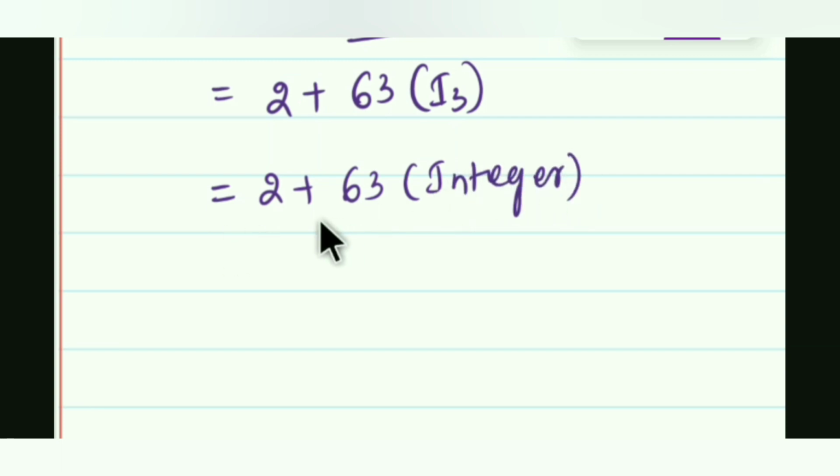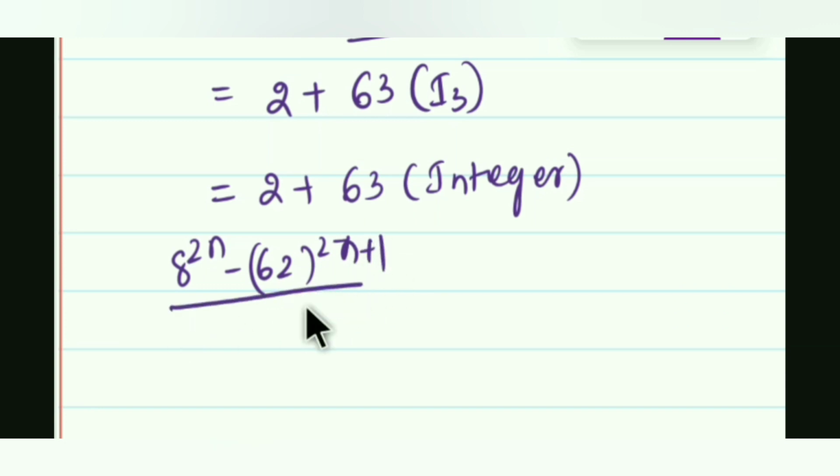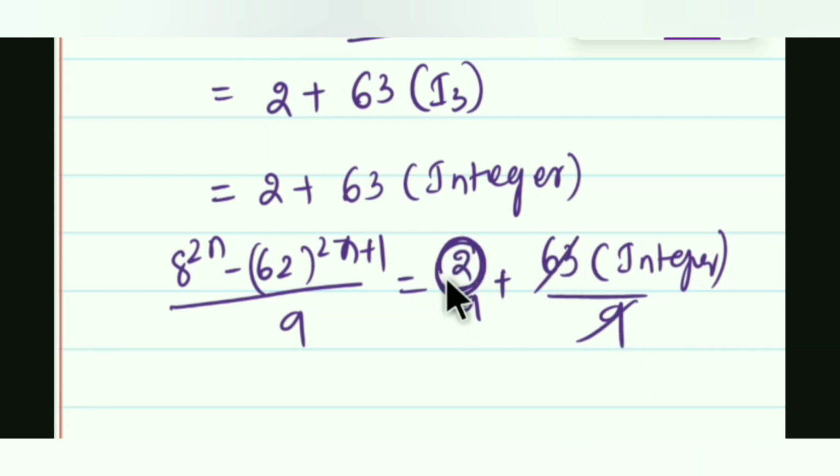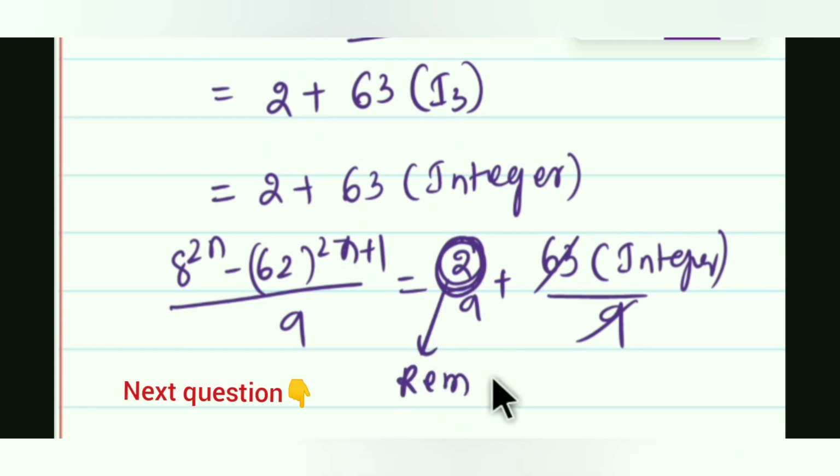So this is divisible by 9 here. Let me divide it by 9. I am writing 8 to the power 2n minus 62 to the power 2n plus 1, divided by 9, will be 2 divided by 9 plus 63 times some integer divided by 9. This part is divisible, but this is not divisible. This is left out as a remainder. So 2 is left out as the remainder, and I can say that this is my answer.